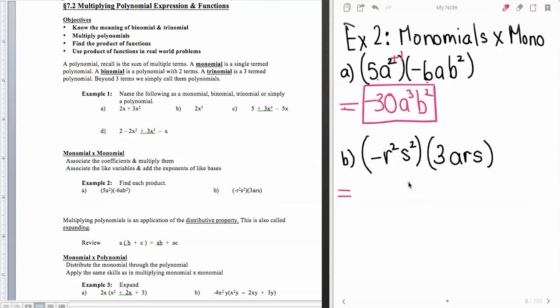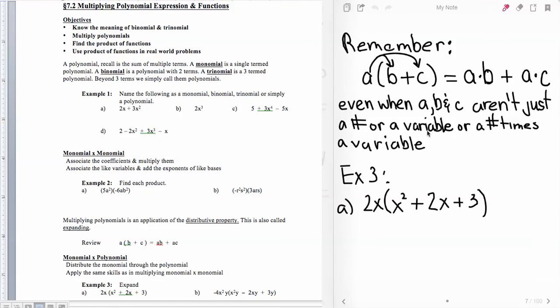Now the next one here, same thing. We have a -1 here, right? -1 times +3 is -3. And associating the r's, r squared times r to the first, we copy the base and add the exponents, so r to the 3rd power. And then the s's, again, commute and associate the s's, so s to the 2 plus 1 power, so s to the 3rd power as well. And so that was a monomial times a monomial, something that we just covered as part of our exponent rules.